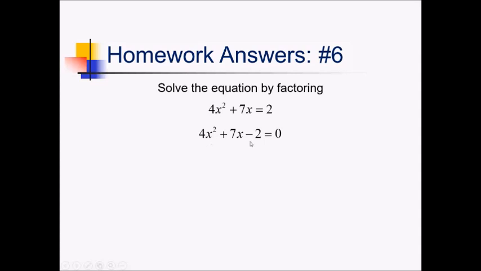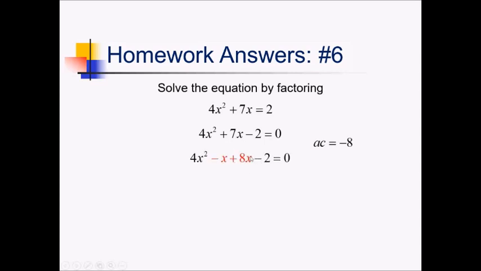I'm going to go with the AC method here. 4 times negative 2 gives me an AC value of negative 8. So I need to find factors of negative 8 that add up to positive 7. Well, that shouldn't be too bad. What are our factors of 8? We've got 1 and 8 and 2 and 4. If I had negative 1 and positive 8, that would add up to positive 7. So I'm going to split up this 7x into negative 1x and positive 8x.